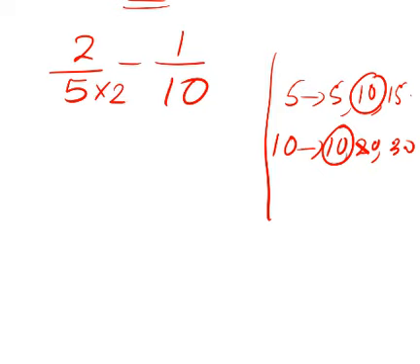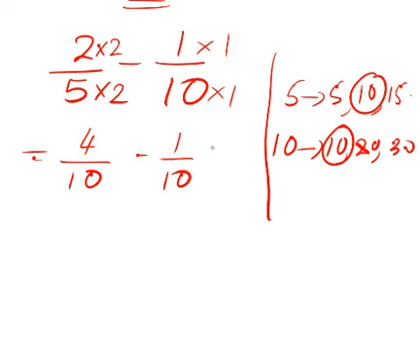So 5 times 2 is 10. Do the same thing with the numerator. 10 times 1 is 10. Do the same thing with the numerator. So the question changes to 4 over 10 minus 1 over 10. That is equal to 3 over 10. Okay, I'll show another example too.